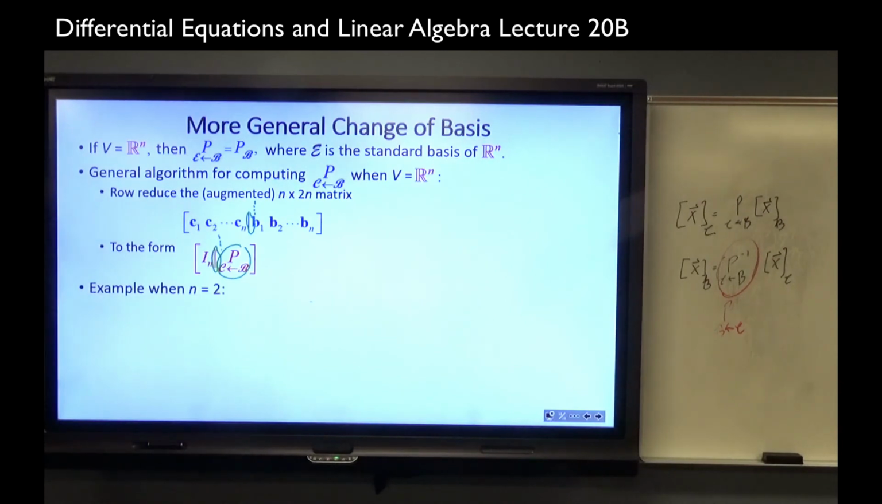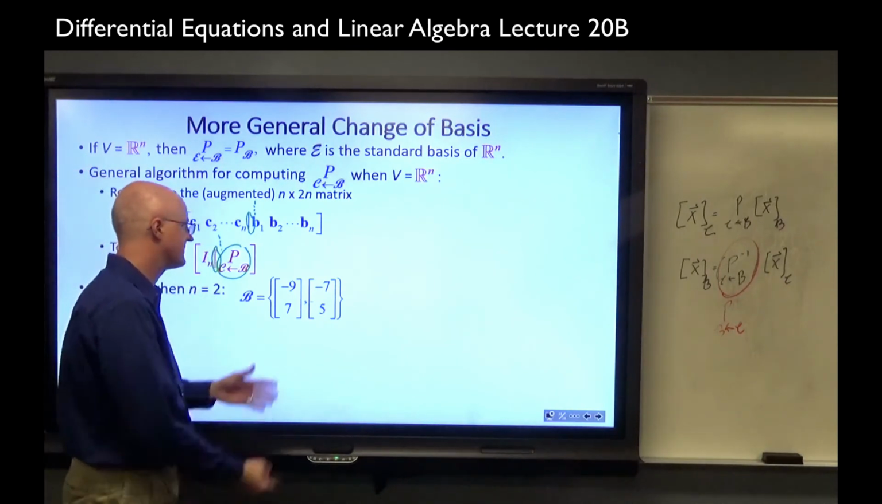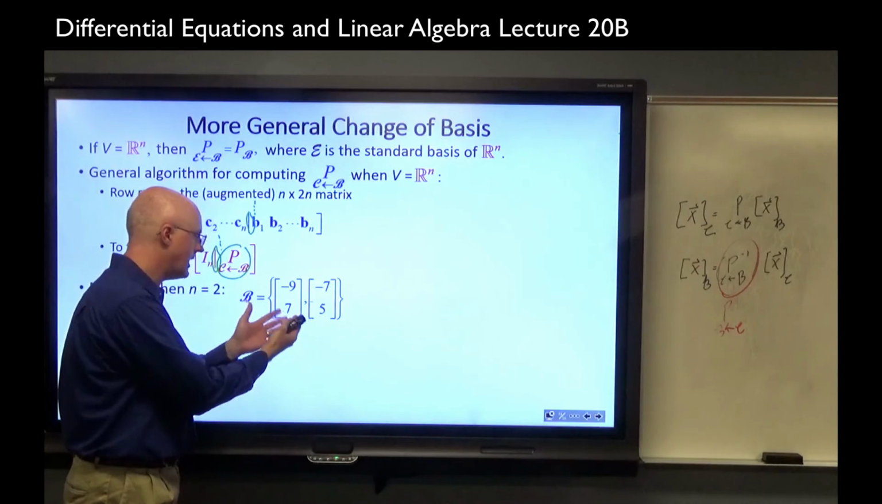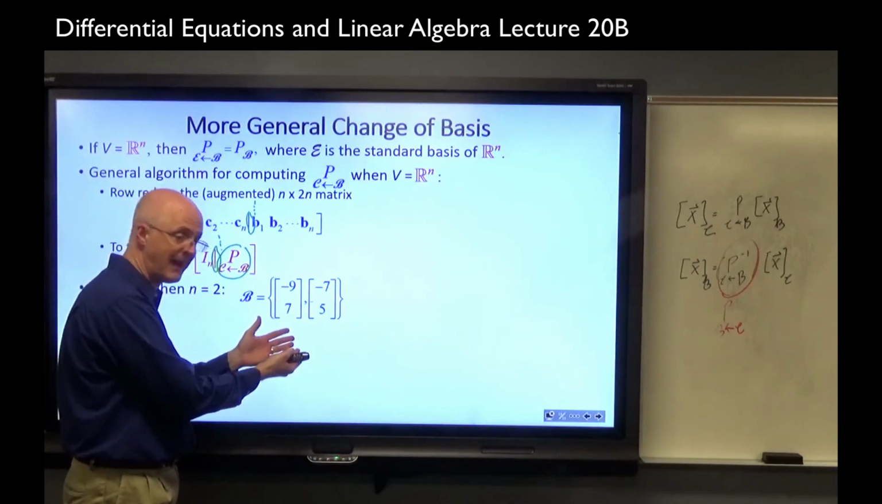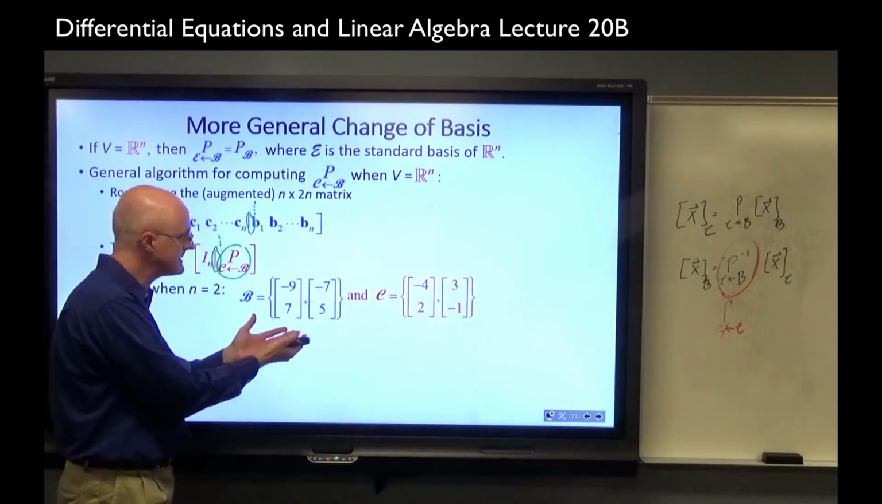Let's end with an example, and then we'll show you Mathematica. When n is 2, we are thinking about R2 here. Here's the B basis. This is a basis, because, for example, these vectors are not scalar multiples of each other, so they're automatically linearly independent, and therefore, by the basis theorem, they automatically span as well. They are a basis for R2. Same kind of thing can be said about C.